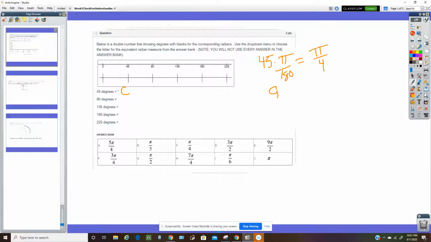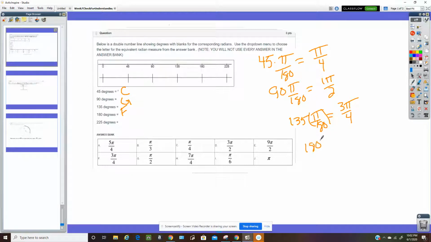And then 90 times pi over 180 is 1 pi over 2, or pi over 2. That's letter G. And 135 times pi over 180. Both of those are divisible by 45, so you get 3 pi over 4. 3 pi over 4 is letter F.